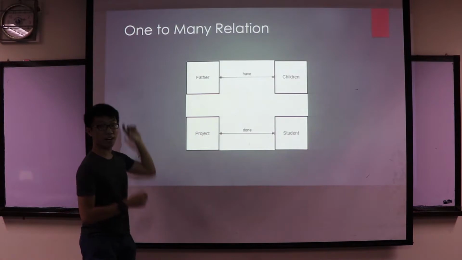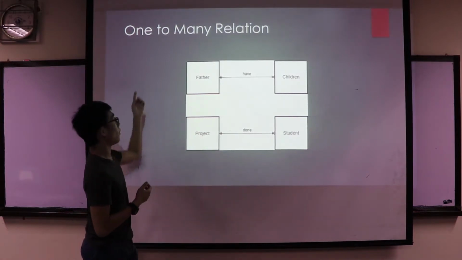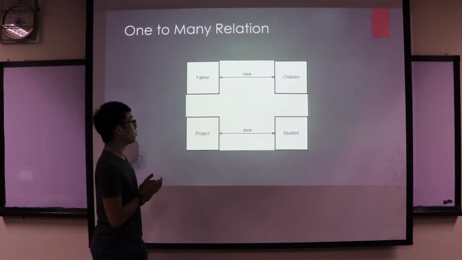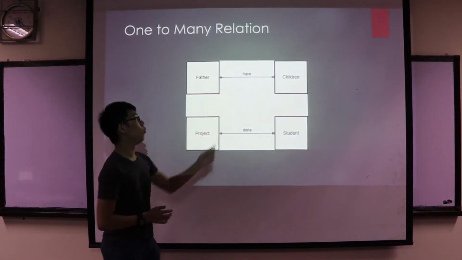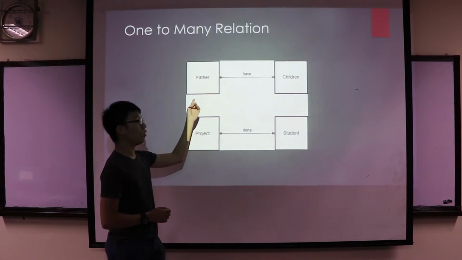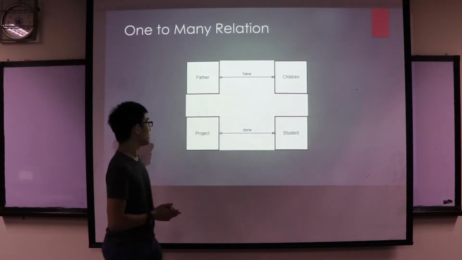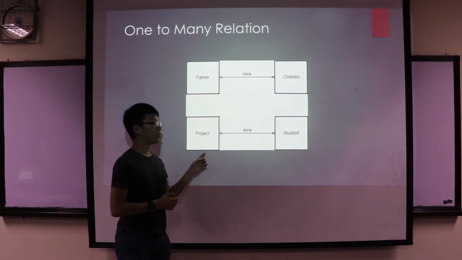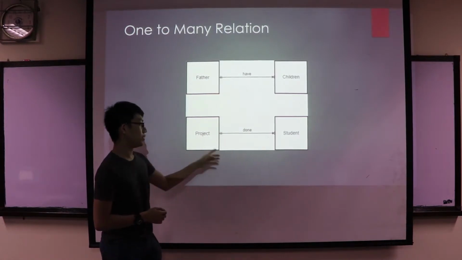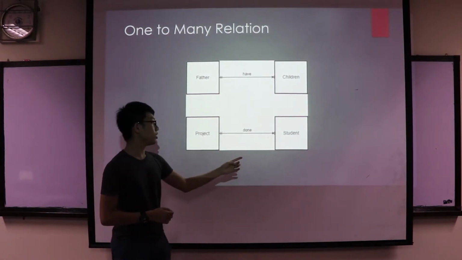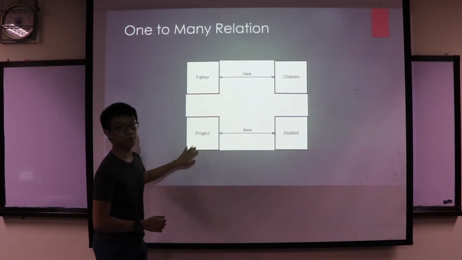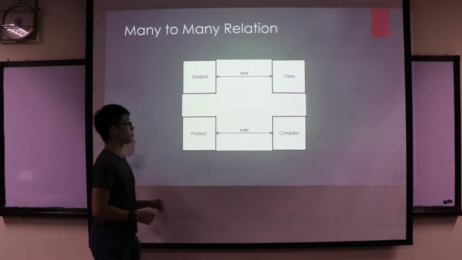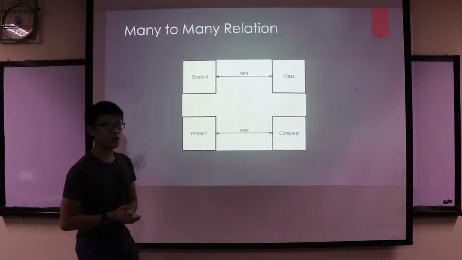Okay, so right now I'll be discussing the one-to-many relation. One father could have many children, and one child could have only one father. As for the second example, one project can be done by many students, and one student can only do one specific project itself.